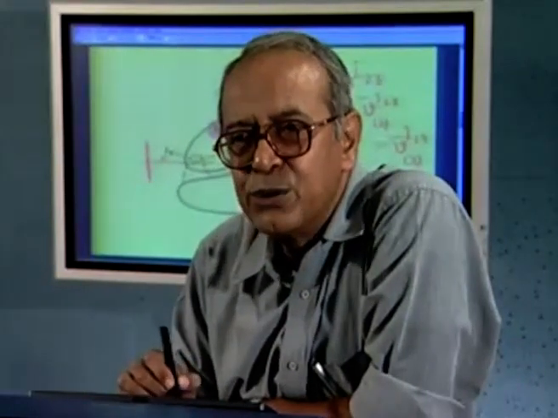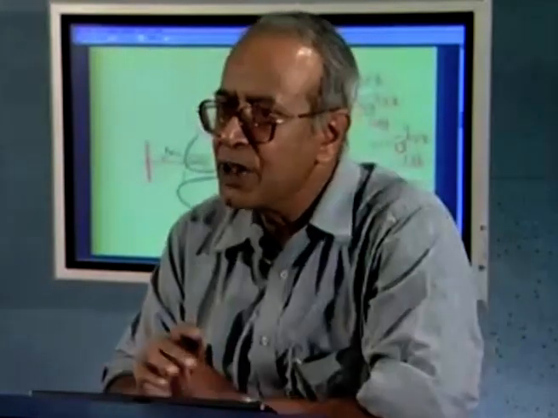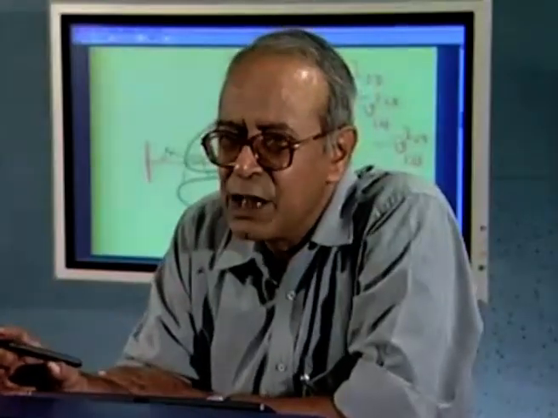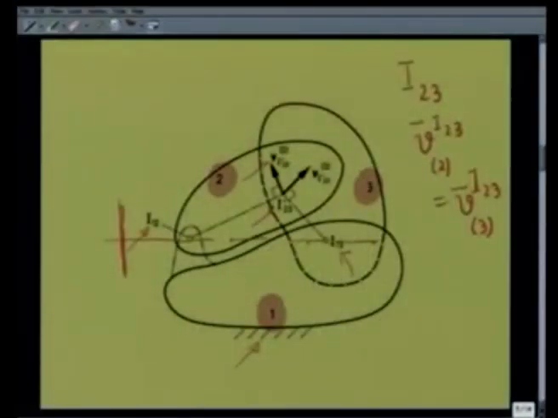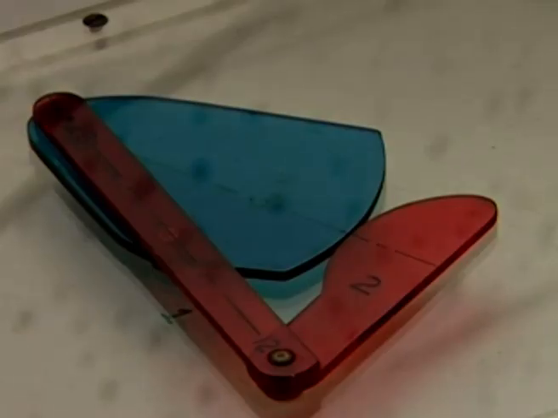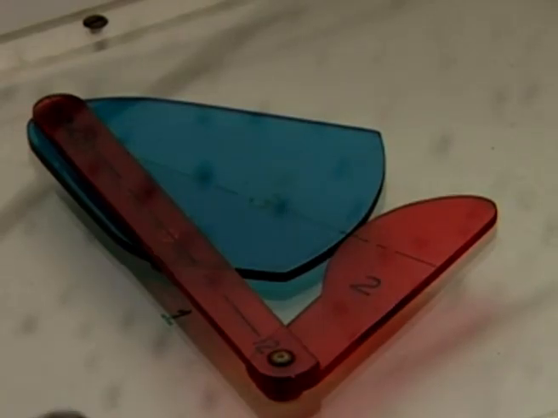instantaneous center I23. So, we have proved the Aronhold-Kennedy theorem of three centers by contradiction, and now I will demonstrate this by use of a model. Let me now try to explain both the concept of relative IC and the application of the Aronhold-Kennedy theorem with the help of this model.